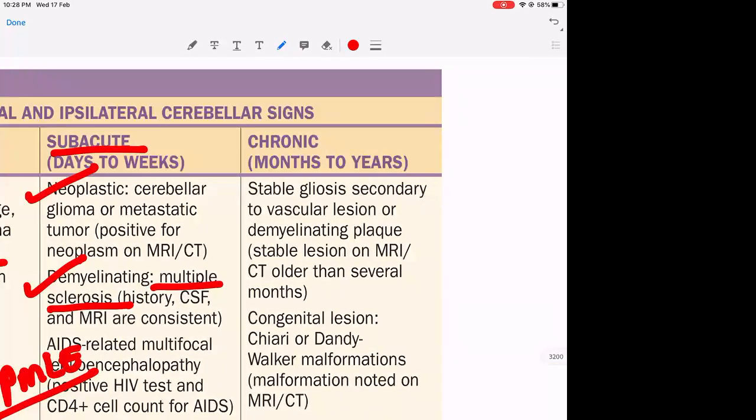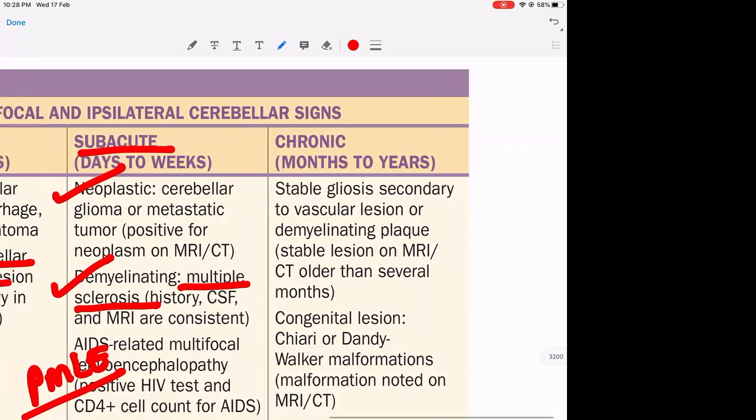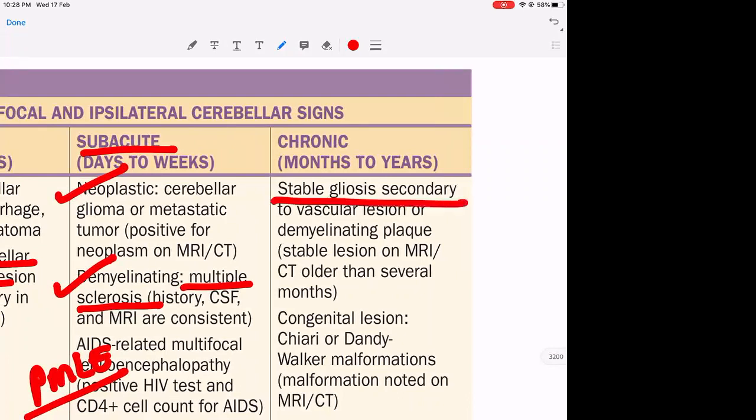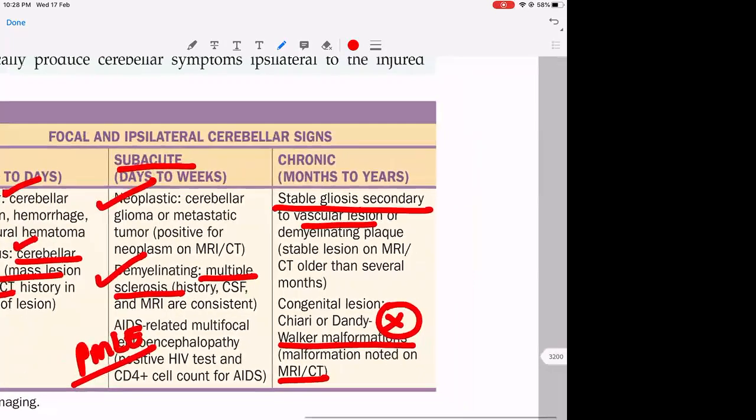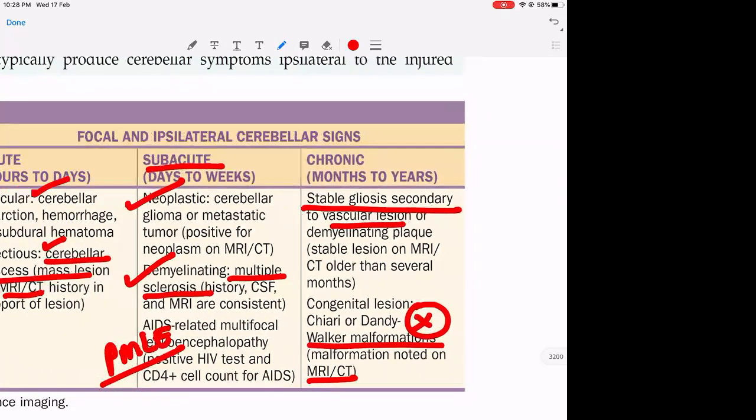Chronic cerebellar disorders include stable lesions, post-vascular lesions like after stroke, or sometimes the patient will have Arnold-Chiari malformations or Dandy-Walker malformations, which are noted on MRI or CT. These congenital lesions also produce cerebellar ataxia, focal or ipsilateral ataxia.